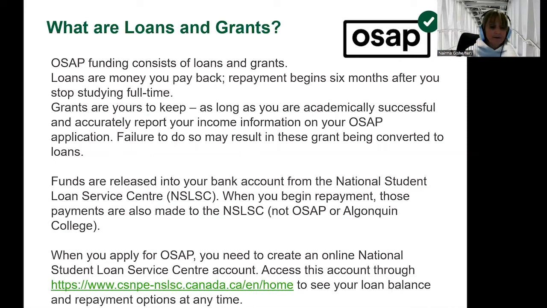When you begin repayment, those payments are made directly to the National Student Loans Service Centre, NSLSC. When you apply for OSAP, you need to create an online NSLSC account. You will need to provide them with your banking information in order to receive your funding, and you will use this account once you start repaying your loan to determine how much you owe.